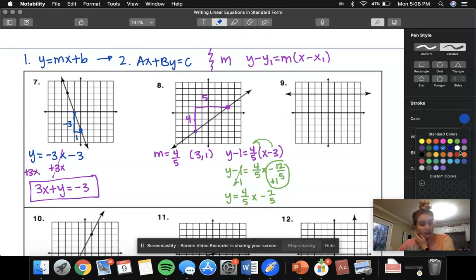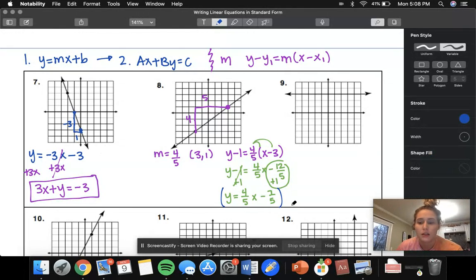It is not the prettiest, but again, the goal is not to make it pretty. The goal is to put it into standard form. So again, what you could do is get rid of the denominators. So these have a common denominator of 5. So I'm going to multiply everything by 5. Okay? So then I'll be left with 5y equals 4/5 times 5 would be 4x. And then 5 times -7/5 would be -7.